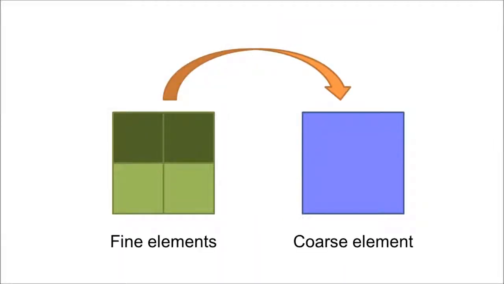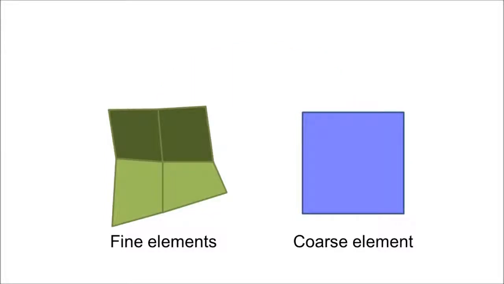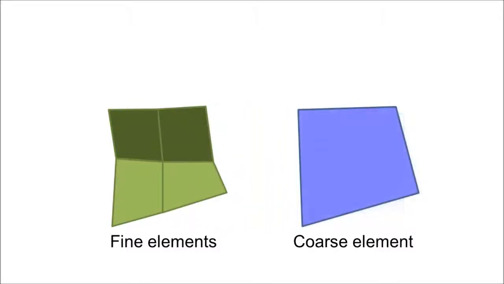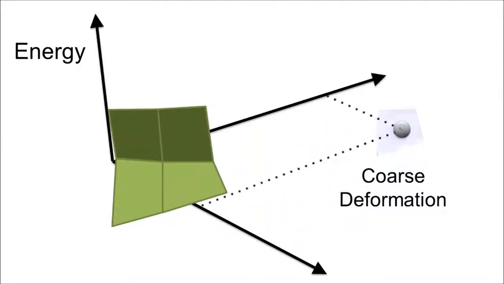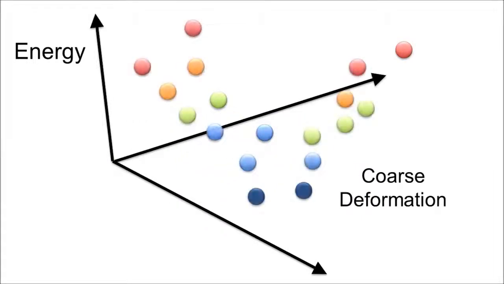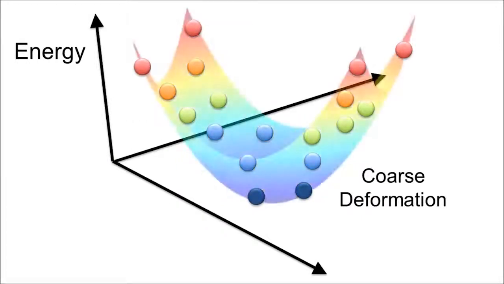Here, we have a 2x2 block of fine elements that we want to coarsen. We apply a deformation to the fine vertices and measure the resulting energy. We apply the corresponding deformation to the coarse vertices and place a sample point in the energy deformation space of the coarse element. We repeat this process many times to generate more deformation samples. Then, we fit a parameterized energy function to these samples.